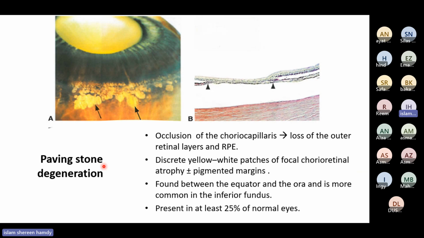Another retinal degeneration that does not predispose to retinal detachment is called paving stone degeneration. Sometimes when we are examining a patient, we find this appearance very far peripherally near the ora serrata. The pathological change that happens here is occlusion of the choriocapillaris and loss of the outer layers and the retinal pigment epithelium. So again, this is the sclera.